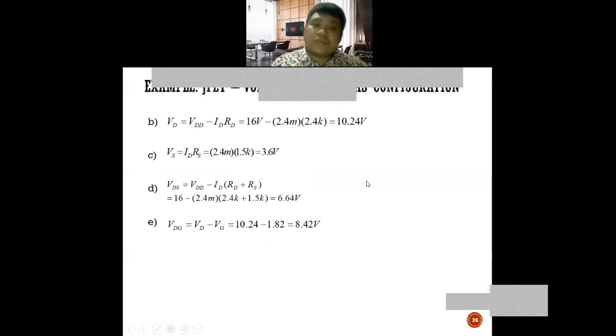Using Kirchhoff's voltage law and the voltage divider, find the answer. So VD equals VDD minus ID RD, VS equals ID RS, VDS equals VDD minus ID times RD plus RS, and VDG equals VD minus VG.